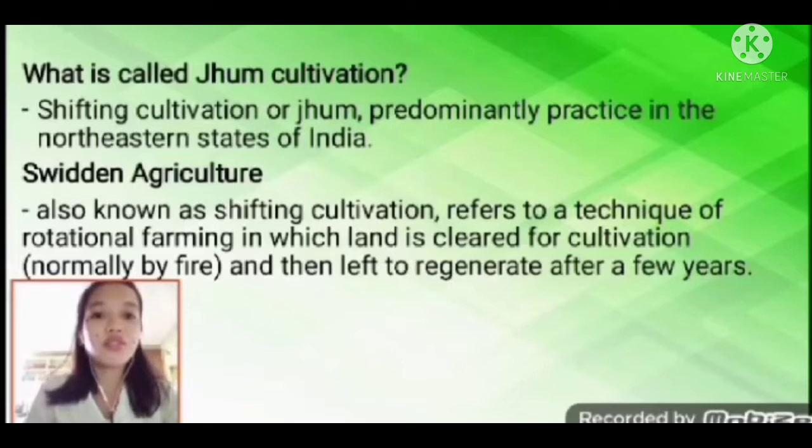Swidden agriculture, also known as shifting cultivation, refers to a technique of rotational farming in which land is cleared for cultivation, normally by fire, and then left to regenerate after a few years.